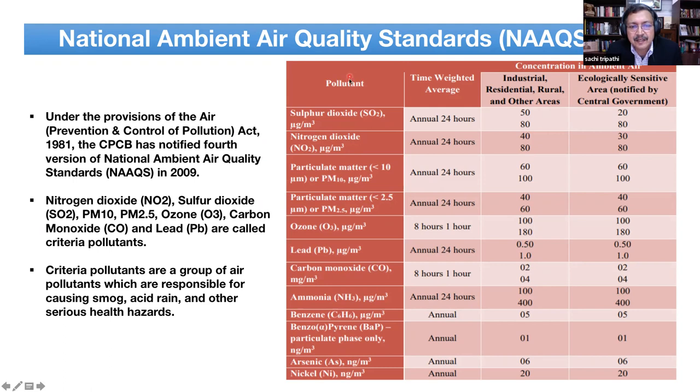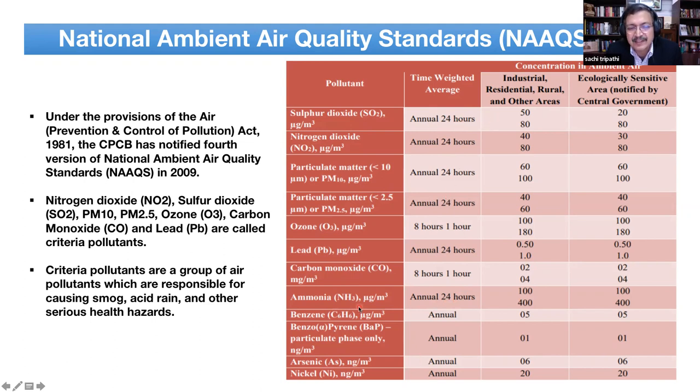And what you look at here, there are a variety of pollutants, and some of them are called criteria pollutants. For example, nitrogen dioxide, sulfur dioxide, PM10, PM2.5, ozone, carbon monoxide, and lead are called criteria pollutants, which need to be monitored at every station. Basically, there are two kinds of standard which one generally uses. One is annual, another is for 24 hour. Except in some cases, for example, for ozone and carbon monoxide, it is for 8 hour and 1 hour.